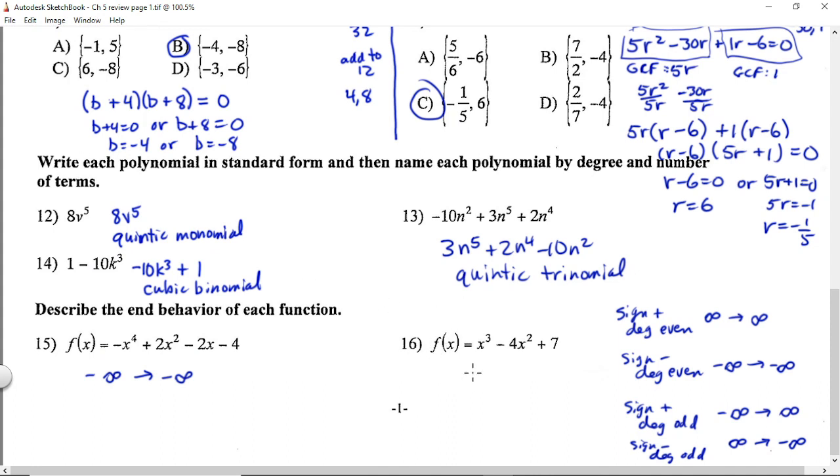Okay, so let's look at this one. So the sign of that first term is positive, and the degree is odd. So sign positive, degree odd. It's this one right here. So that end behavior is negative infinity to positive infinity.